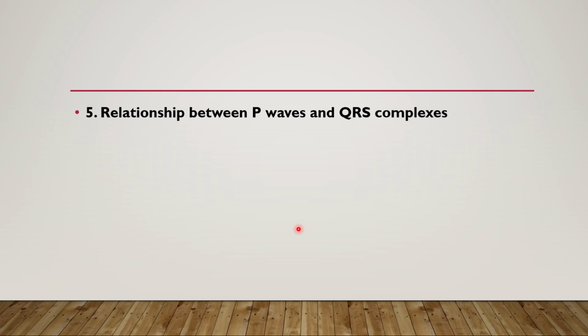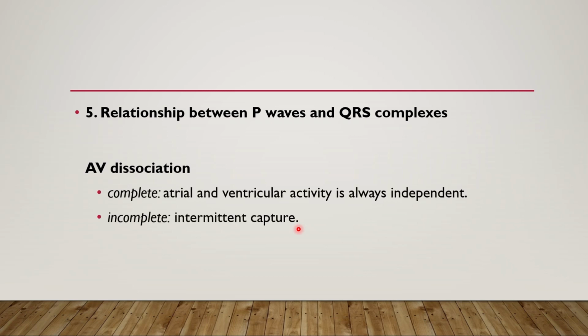Now, another thing is the relationship between P waves and QRS complex. If there is AV dissociation, which may be complete or incomplete, it can indicate that there may be an underlying heart block or ventricular tachycardia. Also, if there is tachycardia, we must look for the onset and termination of tachycardia. And a tachycardia which is of rapid onset and termination is likely due to a reentrant mechanism.